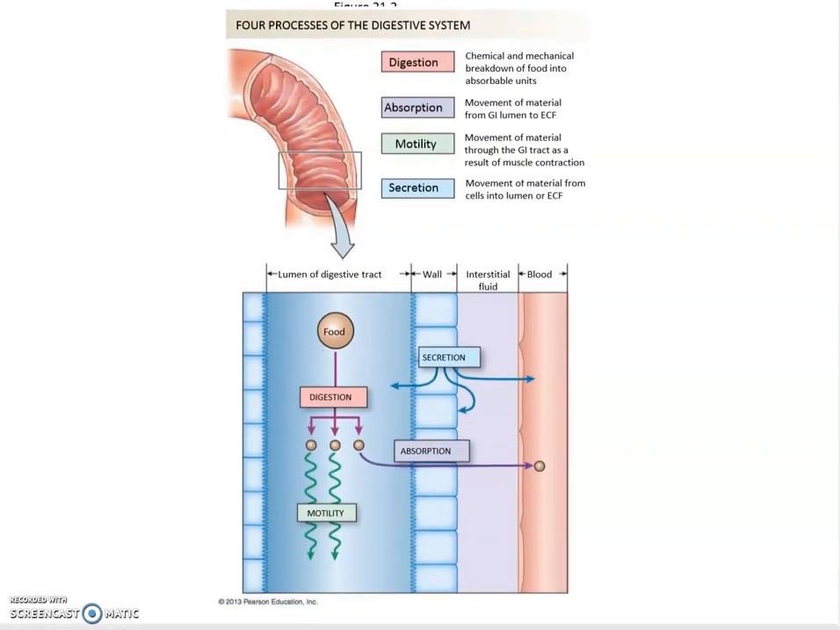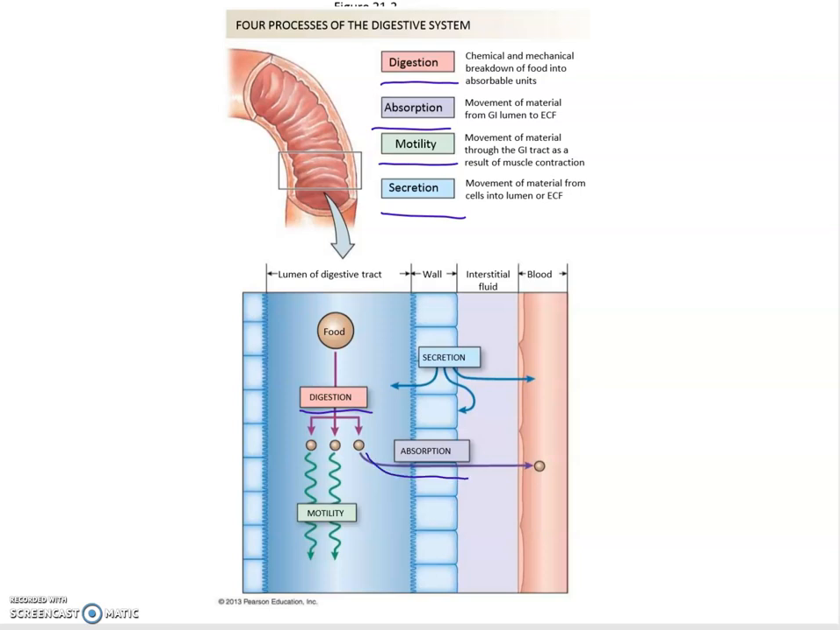So here are the 4 processes in the digestive system. We have digestion, absorption, motility, and secretion, and we will be taking a look at all 4 of these. So absorption means that you are absorbing out of the gastrointestinal tract whatever you've digested. So the digestion happens through enzymes. So you're breaking down larger food molecules into smaller subunits and smaller organic molecules that can be easily absorbed.